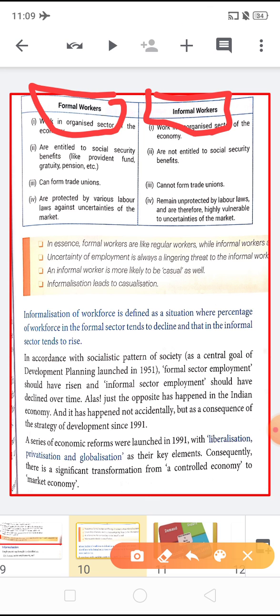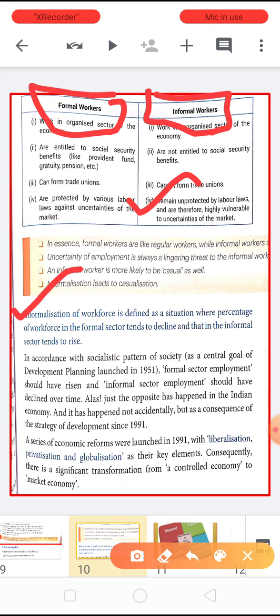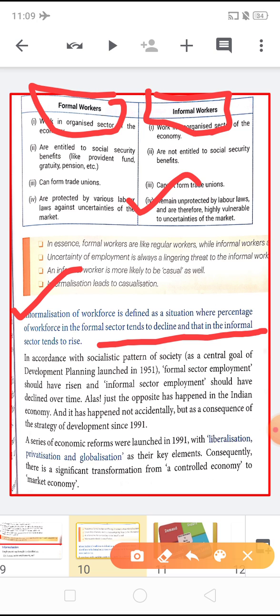Formal workers are protected by various labor laws against the uncertainties of the market, whereas informal workers remain unprotected by the labor laws and are therefore highly vulnerable to uncertainties of the market. Now the next one is informalization of workforce. Children, informalization of workforce is defined as a situation where the percentage of workforce in the formal sector tends to decline and that in the informal sector tends to incline.